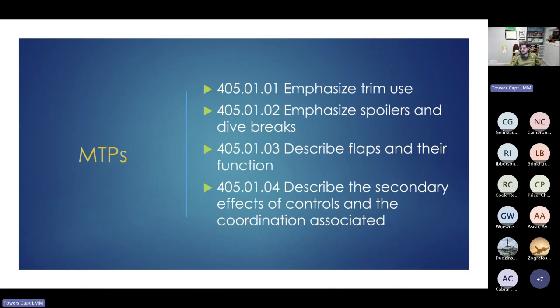I'm not sure dive brakes is spelled correctly there. Pretty sure it's not. But I will do that. Live feedback. NTP slide.